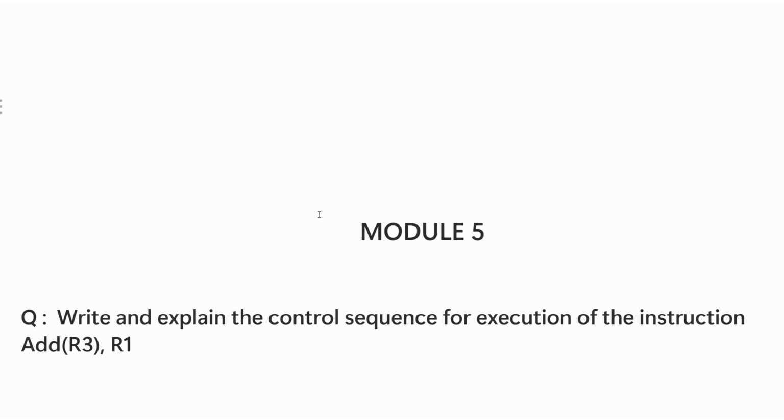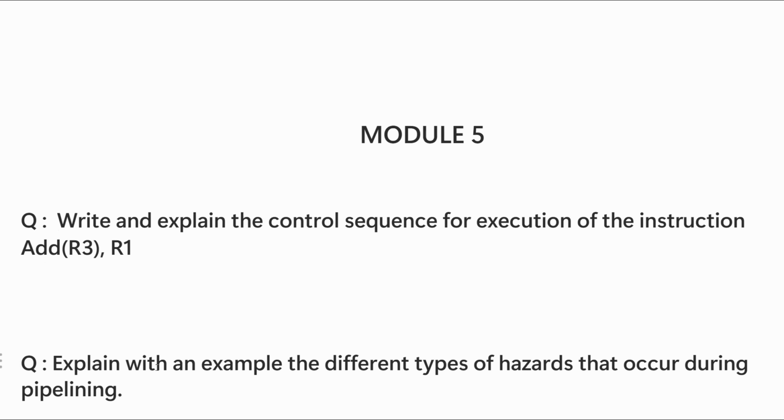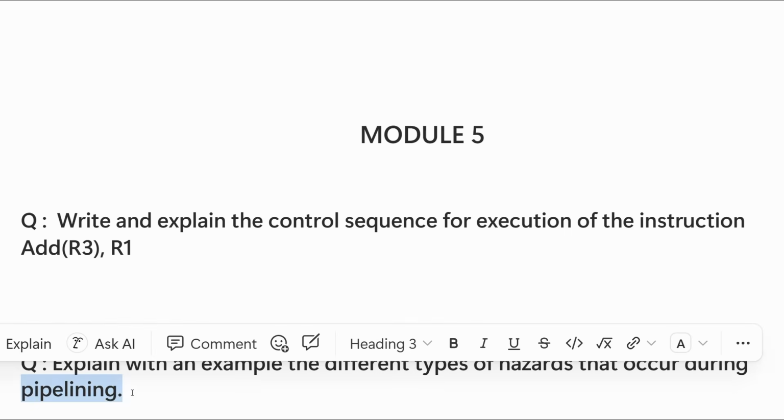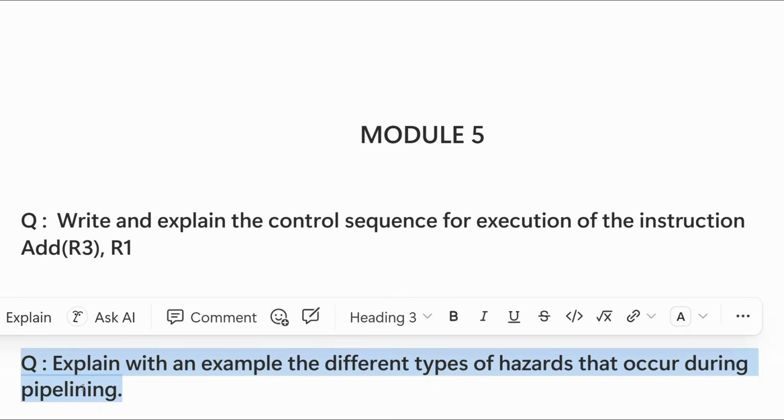So from module 5 our first question is: write and explain the control sequence for execution of the instruction given here, which is add R3, R1, which means that you have to add the data of register 3 to register 1. So it is a very easy and very important question. I already solved it in my videos. Now our next question is: explain with an example the different types of hazards that occur during pipelining. These pipelining questions are also very important. You don't have to skip these questions.